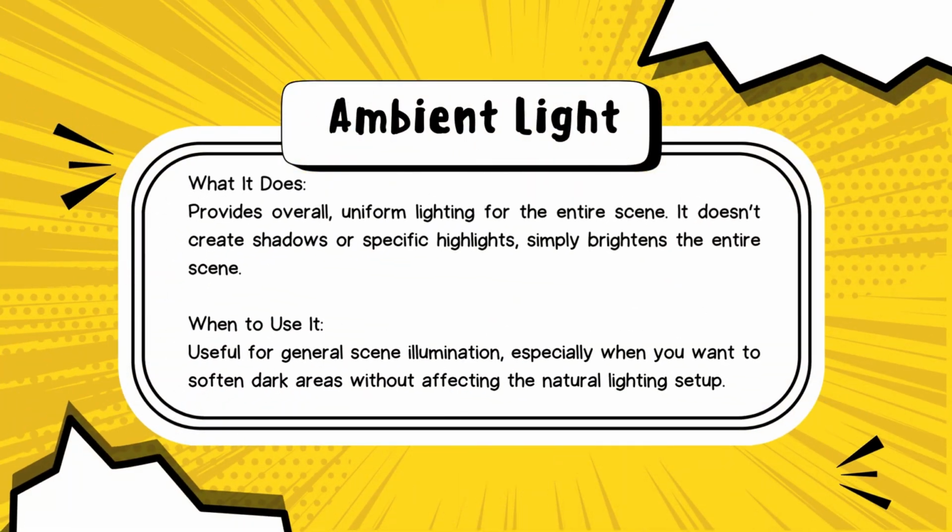Ambient light. What it does: provides overall, uniform lighting for the entire scene. It doesn't create shadows or specific highlights, simply brightens the entire scene. When to use it: useful for general scene illumination, especially when you want to soften dark areas without affecting the natural lighting setup.